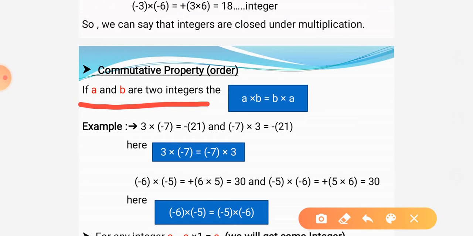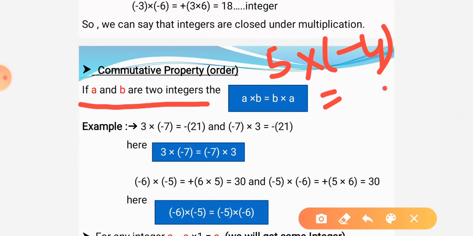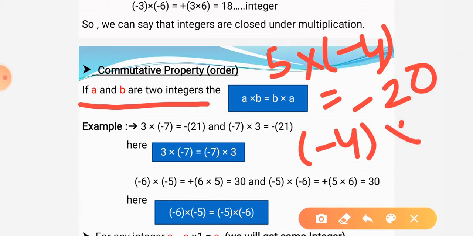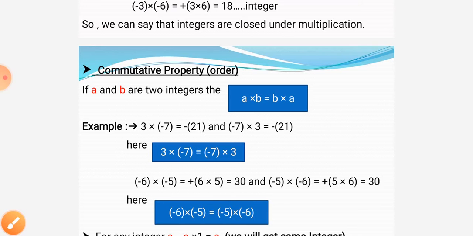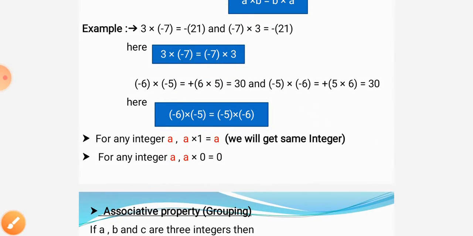Okay, if I have to multiply, suppose two numbers like 5 into minus 4, answer will come minus 20. And if I change their order, that is minus 4 into 5, will the answer change? No, answer will not change. Answer will remain same, that is minus 20. So this is all about commutative property.